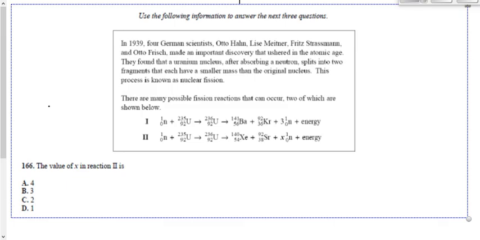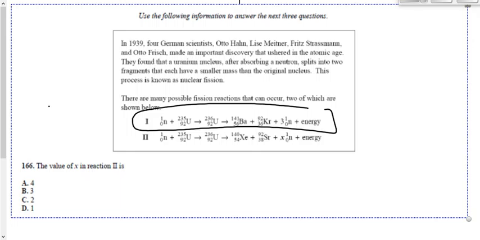There are many possible fission reactions that can occur, 2 of which are shown below. The first one is exactly the reaction that I gave you as an example, and the second one is different. Uranium-235, but it forms something different. Notice they give it to me in 2 steps, though. Neutron plus 235 uranium gives me 236, which gives me barium. They just split it up, right? I told you that the uranium absorbs the neutron and then splits up. We just wrote it as one reaction. They've written this 2. No worries. What's the value of X in reaction 2 here?